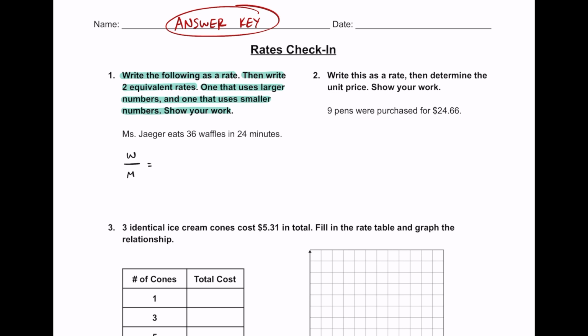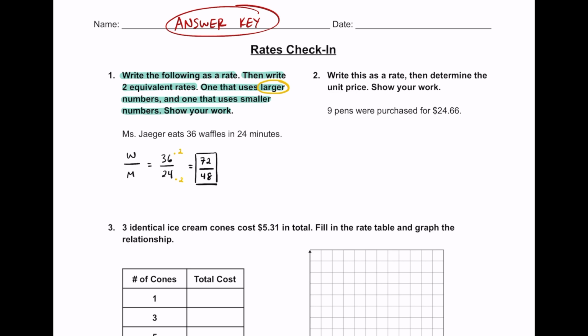Okay, so for the first ratio or rate here, I'm going to write 36 waffles in 24 minutes. And one of the directions says that we have to use larger numbers. So to do that, I'm just going to multiply this top number by 2. You can multiply them both by any number to get larger numbers. And to get larger numbers here, we'll get 72, and we'll have 48 on bottom. So this is one rate that's equivalent, using larger numbers.